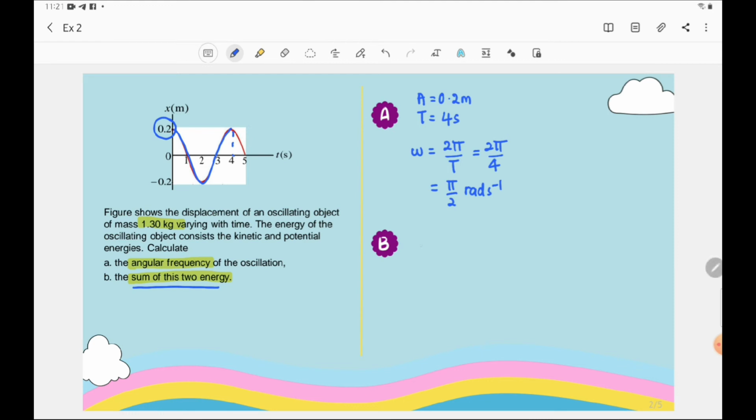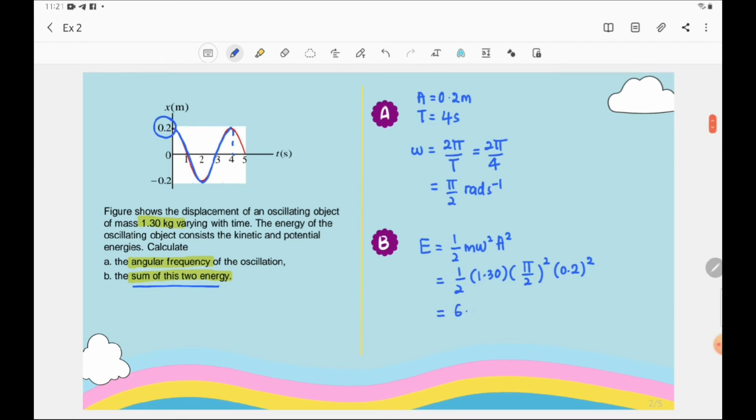And then the equation for the total energy is E is equal to 1 over 2 m omega squared A squared, which is equal to 1 over 2 times 1.30 times omega, which is pi over 2, squared, times A, which is 0.2, squared. And you will get the answer here, which is 6.42 times 10 to the power of negative 2 joule.